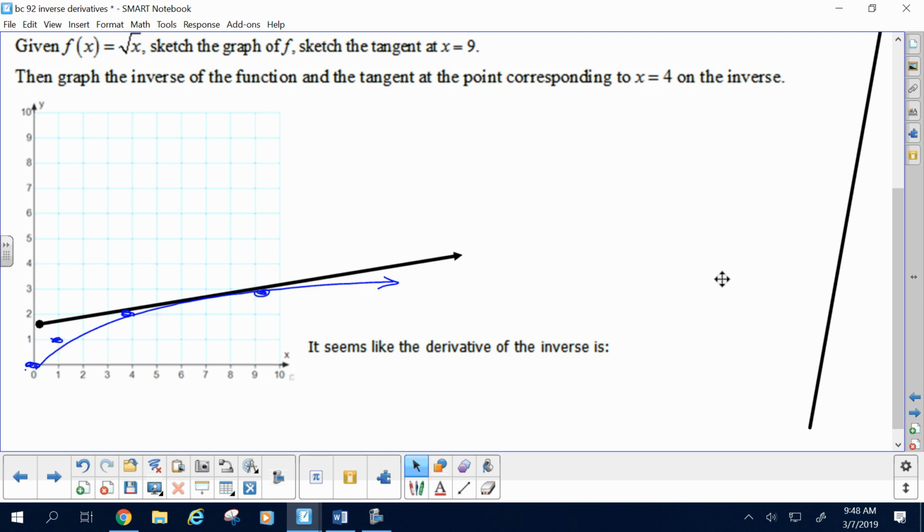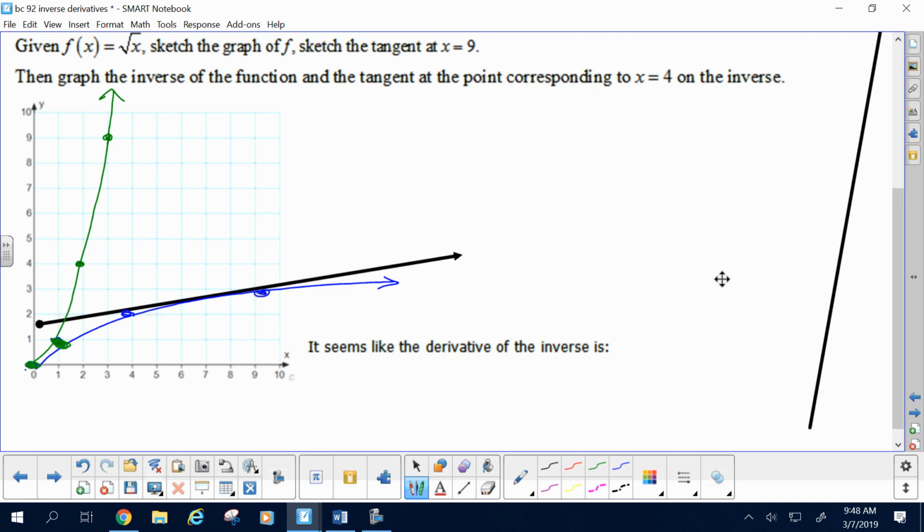All right, now the idea is this. Would you now graph the inverse to the square root function? So switching x's and y's. So 0, 0 stays 0, 0. 1, 1 stays 1, 1. And then 4, 2 will become what on the inverse? 2, 4. And 9, 3 becomes 9, 3. All righty.